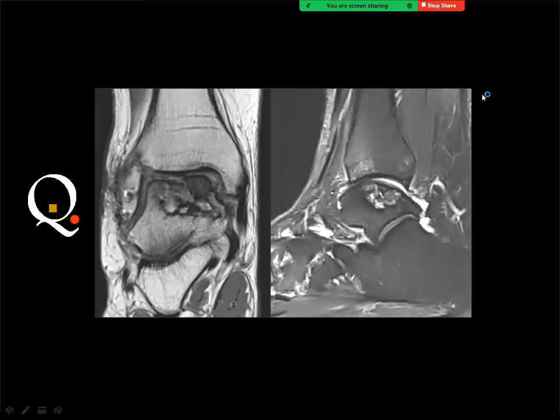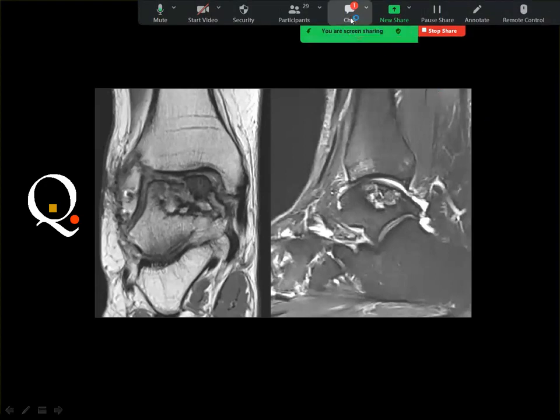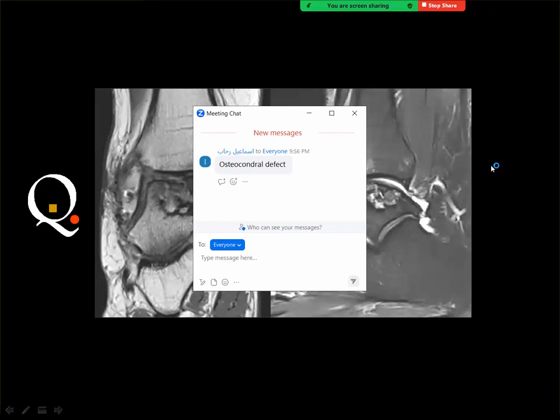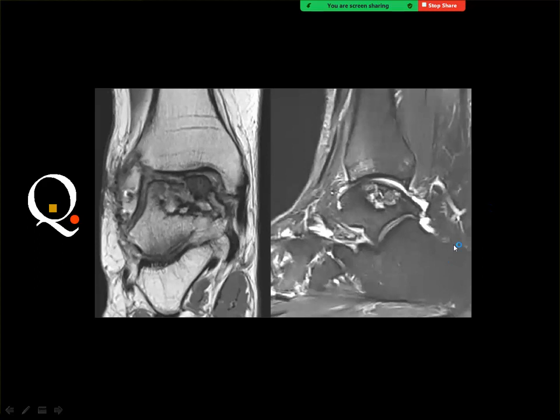Okay, I have to wait for some time, then I answer by myself, because you know the problem of electricity. And this is osteochondral defect. Okay, this is avascular necrosis of the talar dome. You see a large area of necrosis, which is bordered by the line separating the dead bone from the viable bone.